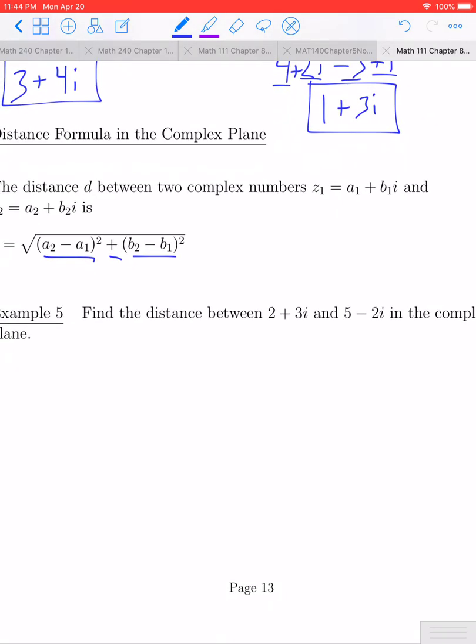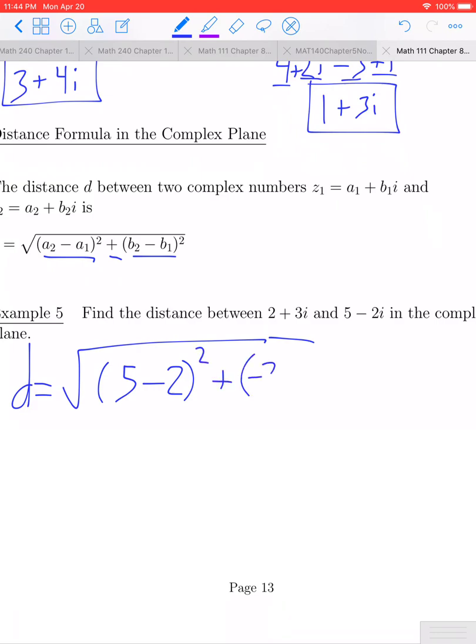Let's find the distance between 2 plus 3i and 5 minus 2i. So I'll take the second real part, subtract the first complex number's real part. We need to square that. I'm going to add the second number's imaginary part, which is negative 2, subtract the first number's imaginary part, which is 3. That also has to be squared.